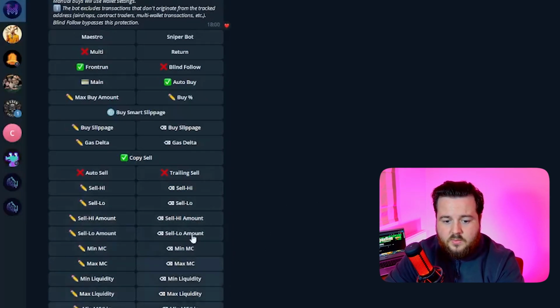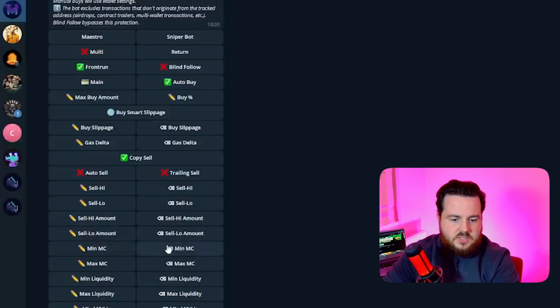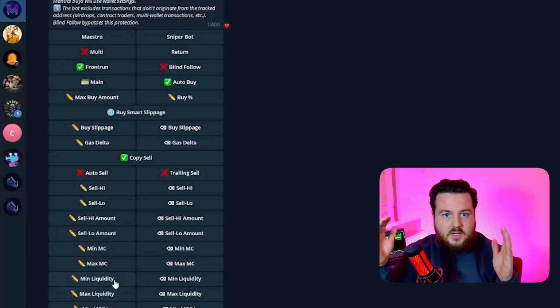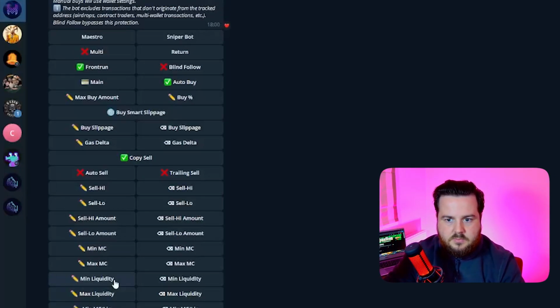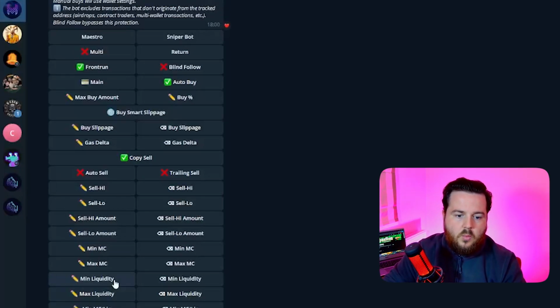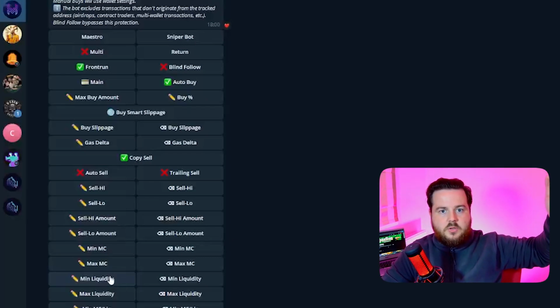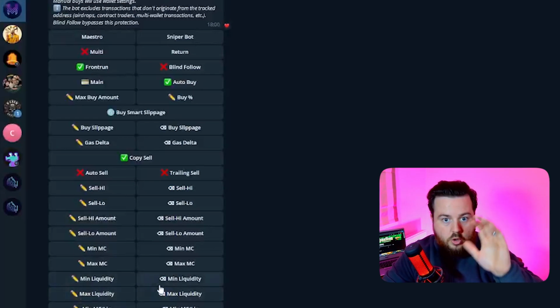Now you can tweak this stuff a little bit more. Minimum market cap, maximum market cap. If you're only comfortable with trading anything above a $1 million market cap, then you want to make sure your min market cap is set to $1 million. Liquidity is exactly the same. If you're only comfortable trading in a certain liquidity range, maybe you want to make sure the wallet isn't buying pump fun tokens, for example, where the market cap is less than 100k and there's only like $2,000 of liquidity in it. So obviously you can tweak this to your needs and what you want.